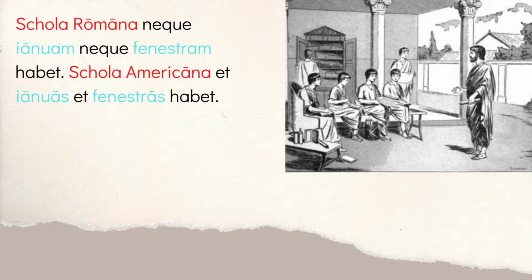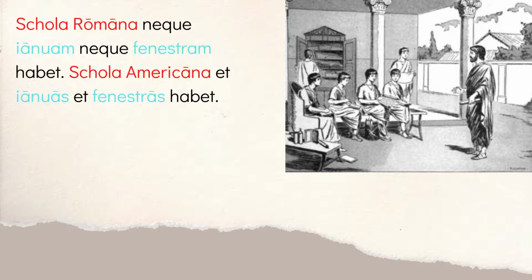And notice how the Roman school was talking about a singular direct object, januam, fenestram. It's saying it has neither a door nor a window because it doesn't have any at all. Now it's saying that American school not only has a door and a window, but it has more than one. That's why we've pluralized januas et fenestras. They're accusative plural.